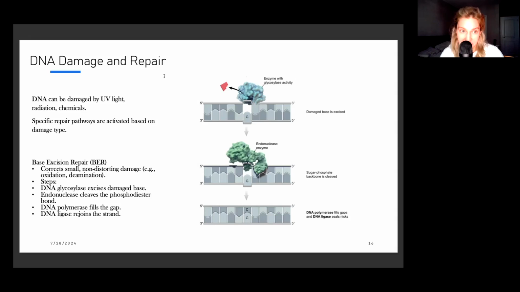DNA damage and repair. DNA can be damaged by UV light, radiation, or chemicals. Specific repair pathways are activated based on damage type. For example, in this case, we have the base excision repair system, which corrects small and non-distorting damage. The steps included here: DNA glycosylase takes away the damaged base, and the nuclease cleaves the phosphodiester bond. DNA polymerase fills the gap, and DNA ligase rejoins the strand.